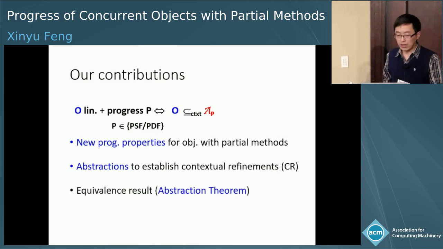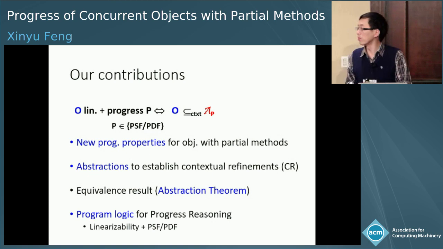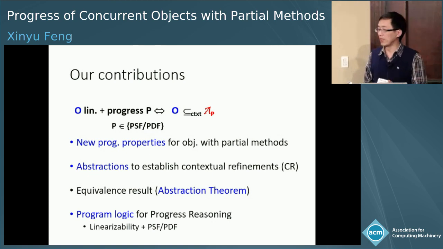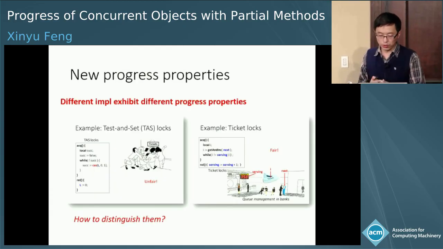And then we establish this equivalent result by giving an abstraction theorem to show that the equivalence holds. And finally, we provide a program logic which allows us to verify linearizability together with PSF or PDF. Okay. So let's first look at these progress properties.